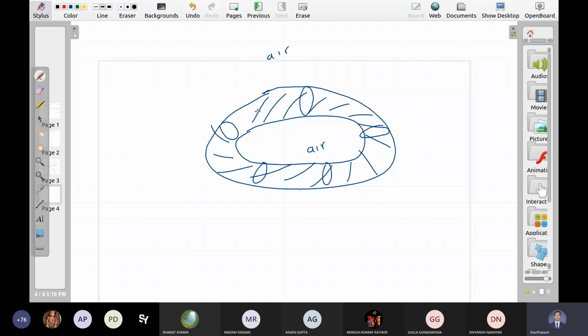So in order to calculate flux through such a thick wire, what is the technique that I have to apply? I am going to consider a small thin wire in this material. Let us say the thin wire is this.